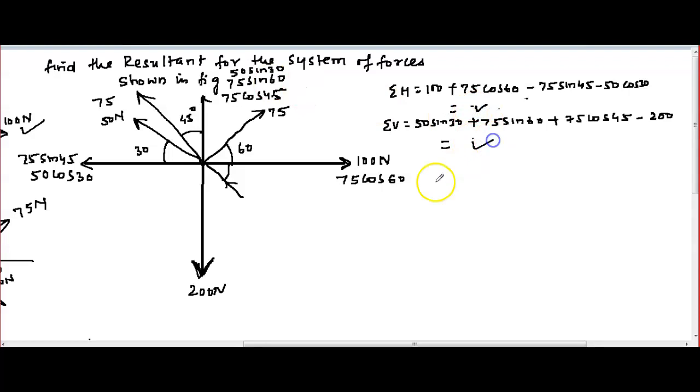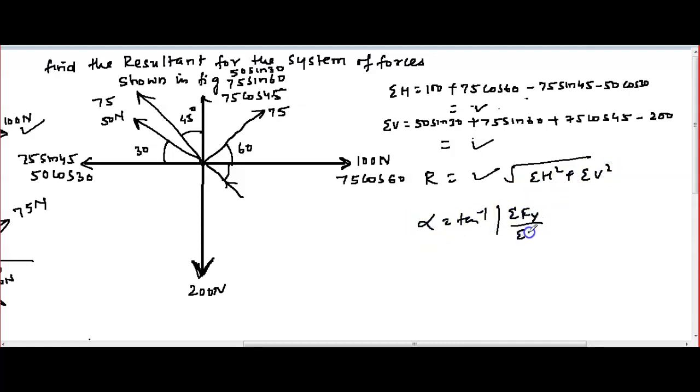Then the resultant you can find similarly, like the last question: square root of horizontal square plus vertical square. And alpha you can find as tan inverse of summation of F of y by sigma of F of x. Any doubt in this? Okay, so questions like this will come.